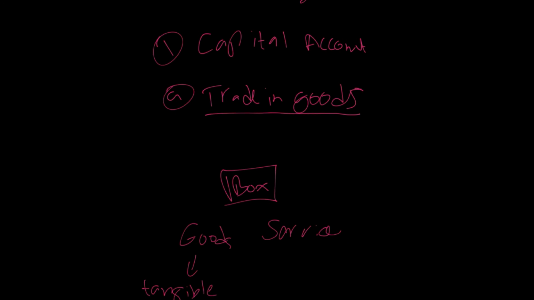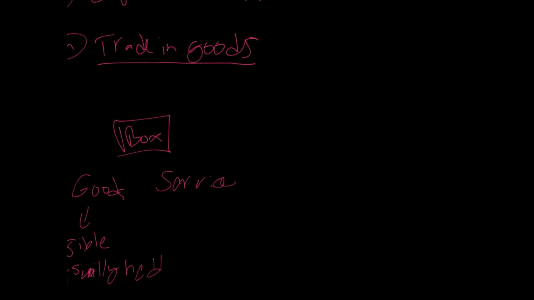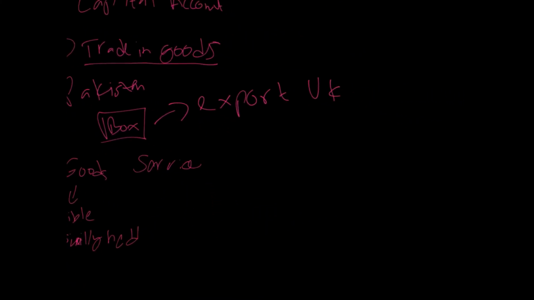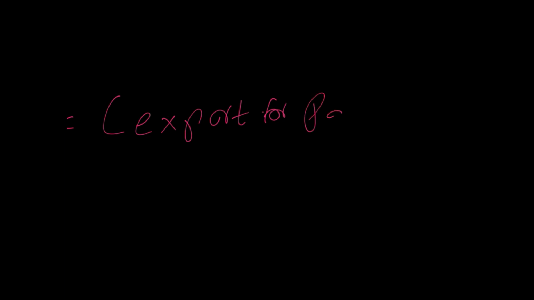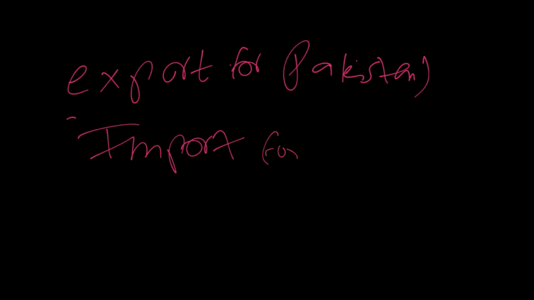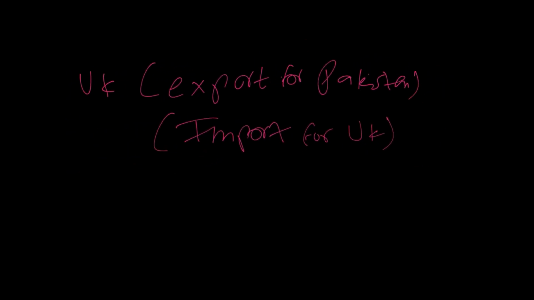So it can include, let's say, something like carpets, something like textiles, and all of these things. So let's say if we were to export this box to the UK, considering that we are Pakistan, right? So Pakistan is making this box and exporting the box to the UK. Then in this case, it will be considered as an export for Pakistan, because we are sending this good to the UK. And then for the UK, it's going to be an import, because the UK will receive this good from Pakistan.